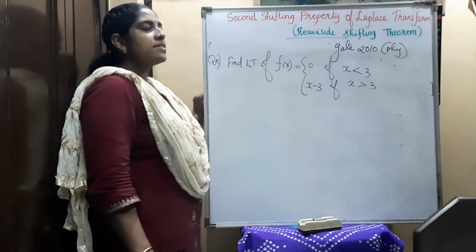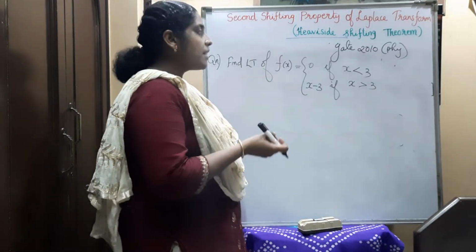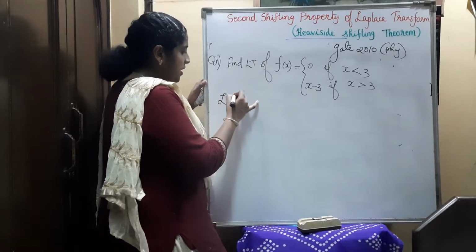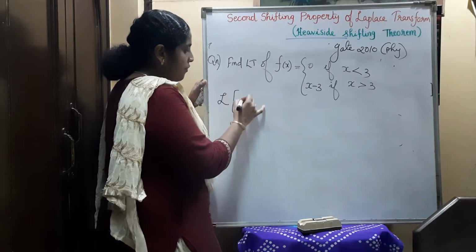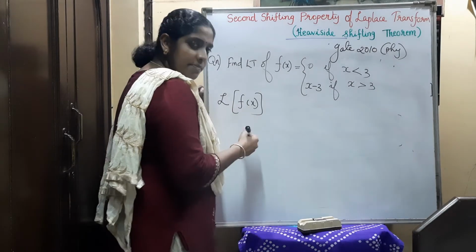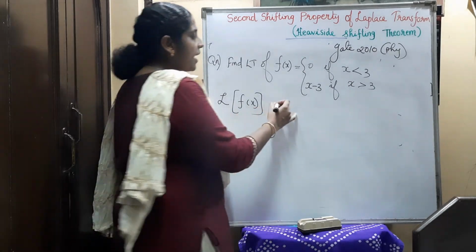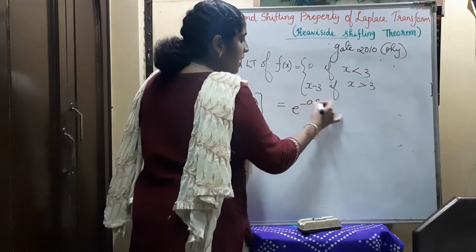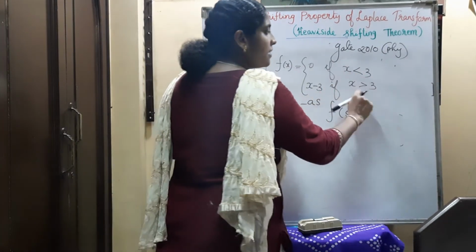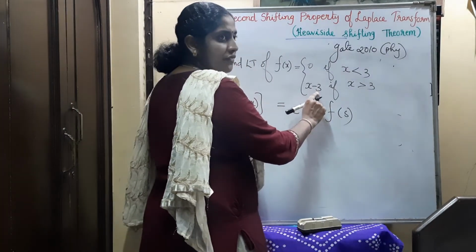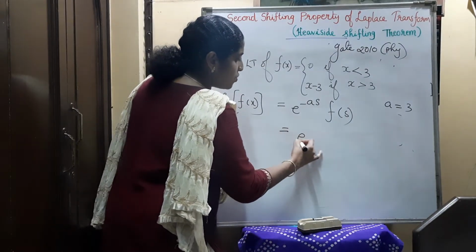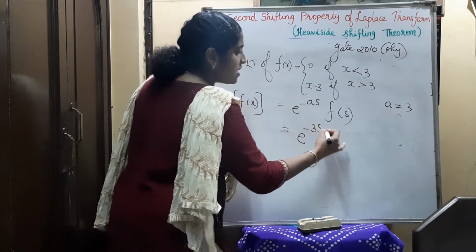Okay. See this, if we apply the shifting theorem, it is a one-step process. So what is the Laplace transform here? The Laplace transform of f(x), introducing the unit step function, is e raised to minus as F(s). I am not writing the steps now. What is the a value here? x less than 3, x greater than 3, the same 3 shifted here. So the a value is 3 here. So what is e^(−3s) F(s)?